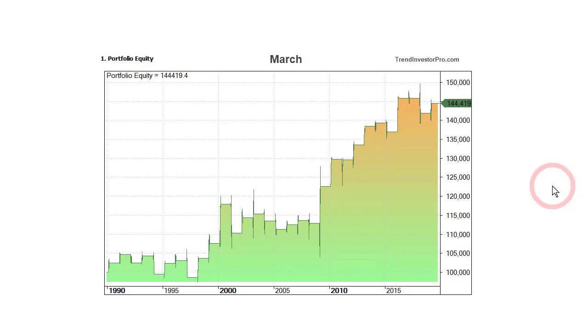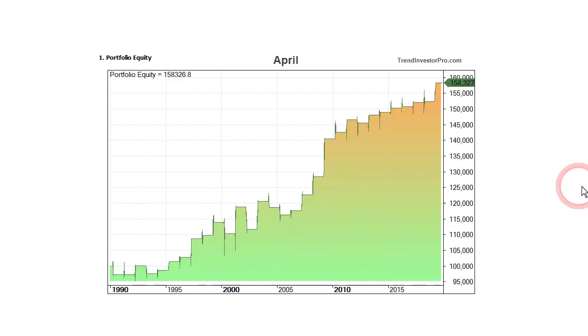Here's March. Now, this is a much different looking equity line. It is much more stable and consistently higher. Sure, it's flat in the 90s. It goes up. It's flat 2000 to 2008. And then 2009, it rises. But it didn't take the hits that the other equity lines did. So March looks like a pretty good month.